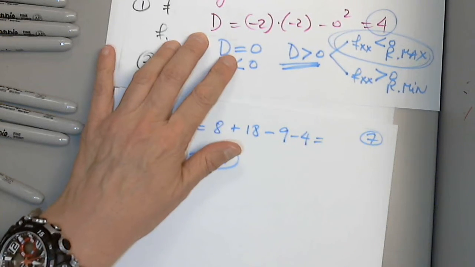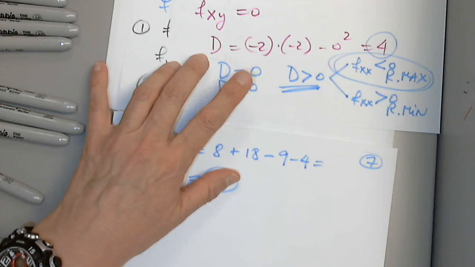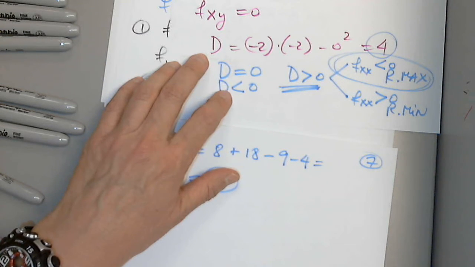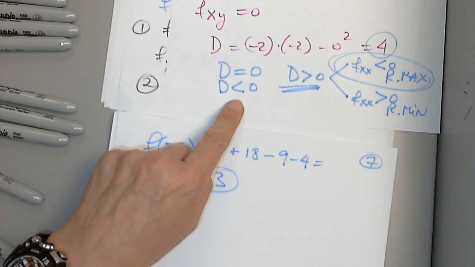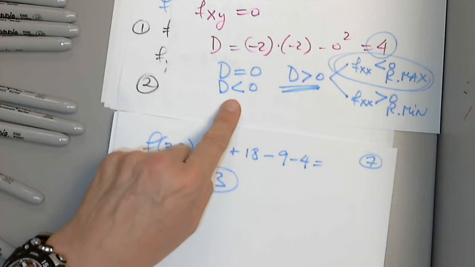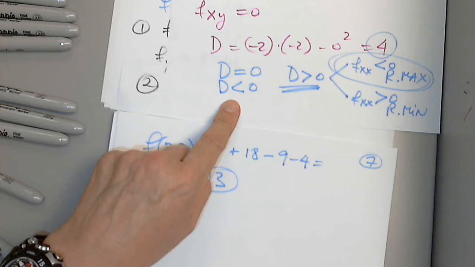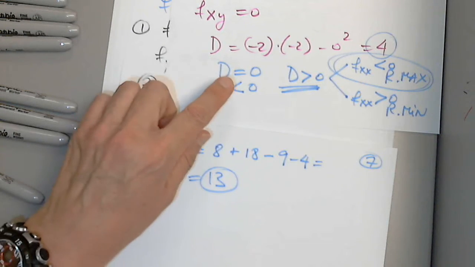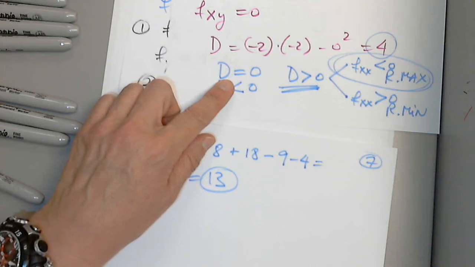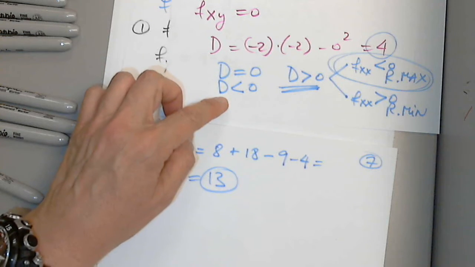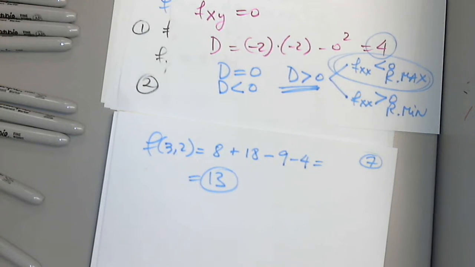So one more time, when D is 0, test means nothing, right? When D is less than 0, that is the saddle point, right? I think I said it the opposite. My apologies. So when D is 0 is inconclusive, it cannot be applied. When it's less than 0 is a saddle point. So we are only interested when it's positive.